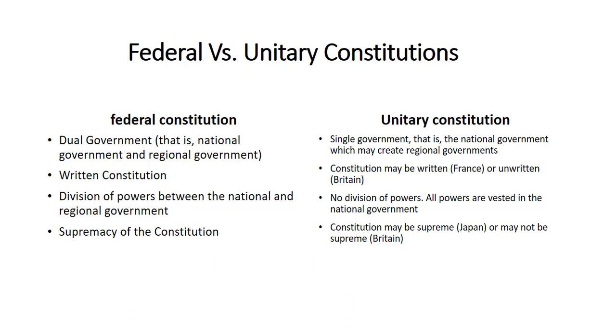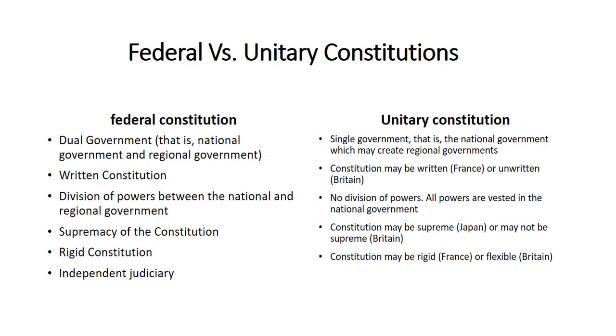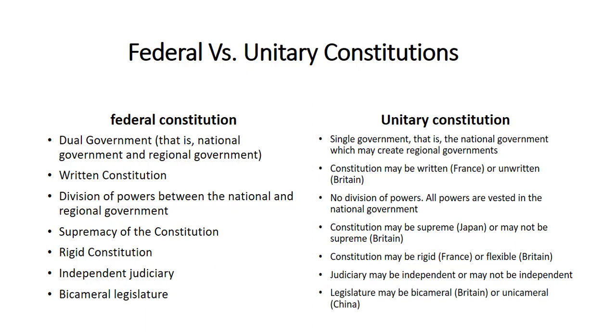What's supreme in the unitary constitution is the custom, the rules, traditions, and values of the community. A federal constitution is a highly rigid constitution, whereas the unitary constitution is very flexible. The constitution may be rigid, just like France, but mainly it is very flexible, just like Britain. In a unitary constitution, the judiciary may be independent, but may not be independent. In other words, the judiciary may be part and parcel of the government itself. Legislation is bicameral in federal government. It may be bicameral or unicameral in China, but mainly in unitary constitutions, the legislature is unicameral.